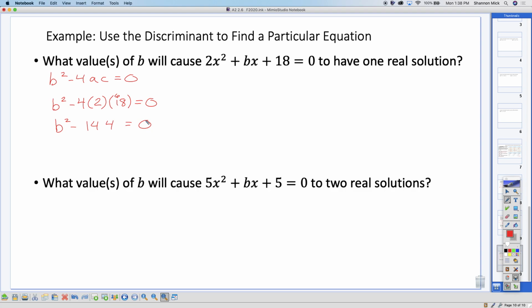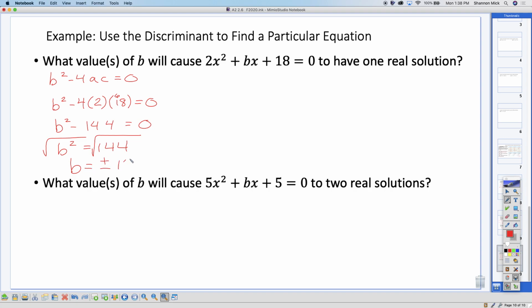So I need to do what now? Add the 144. Do what we've been doing, right? And then square root. Square root is 12. b equals 12. No, it does not. Fine. Plus or minus 12.